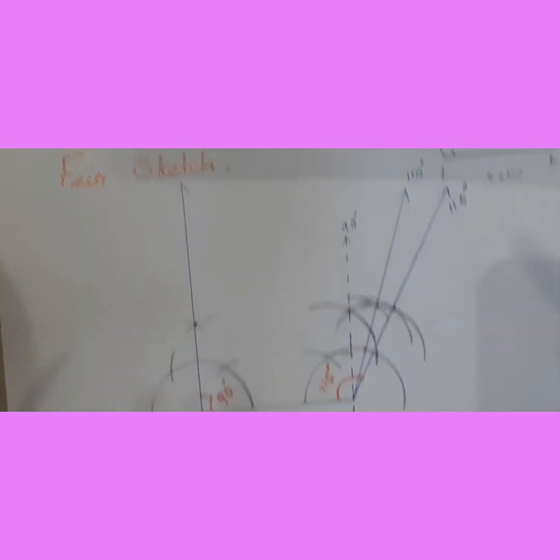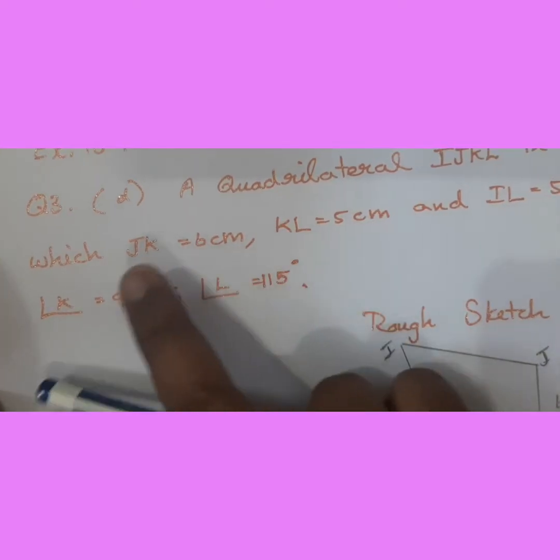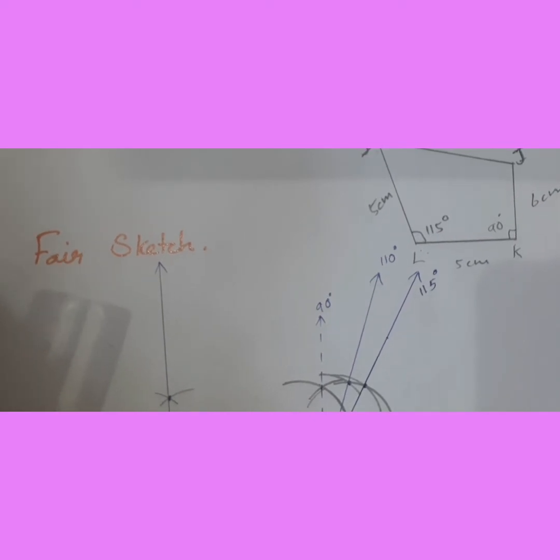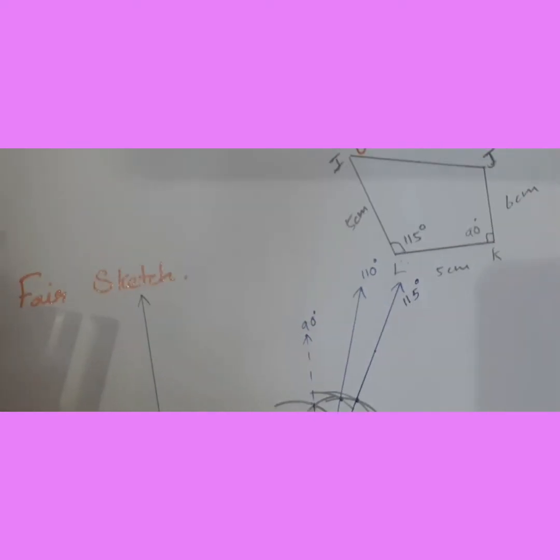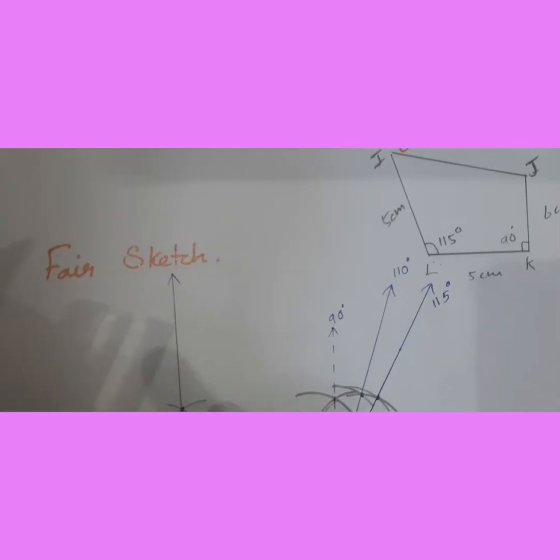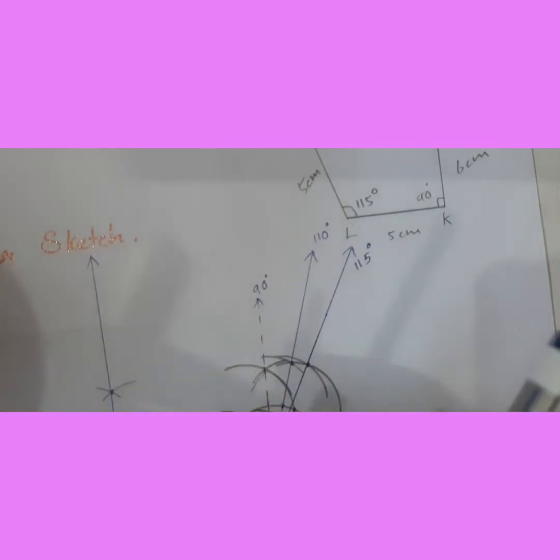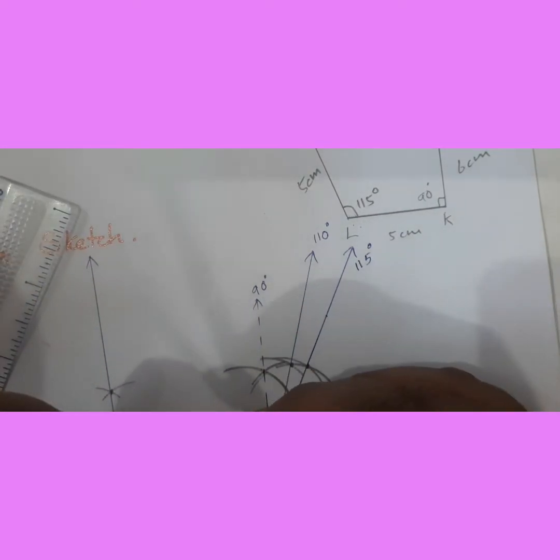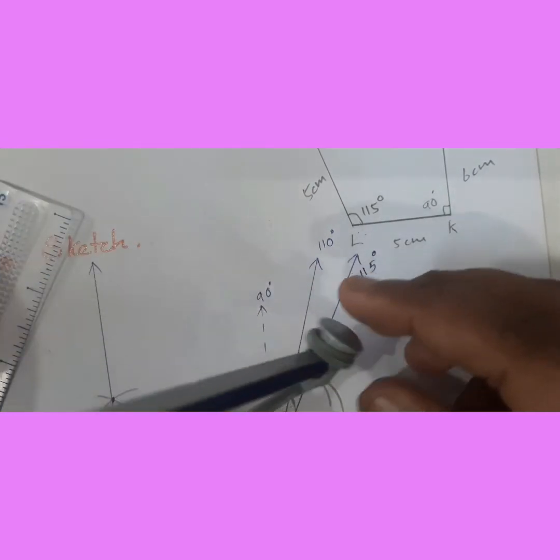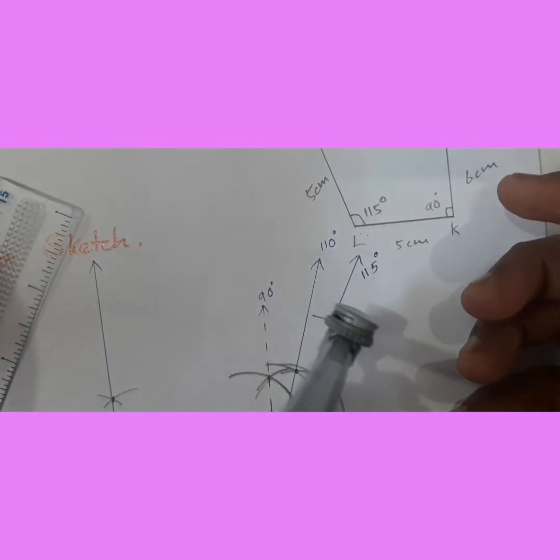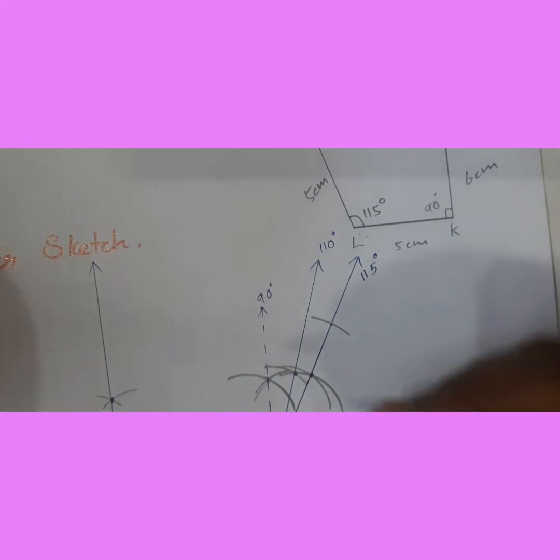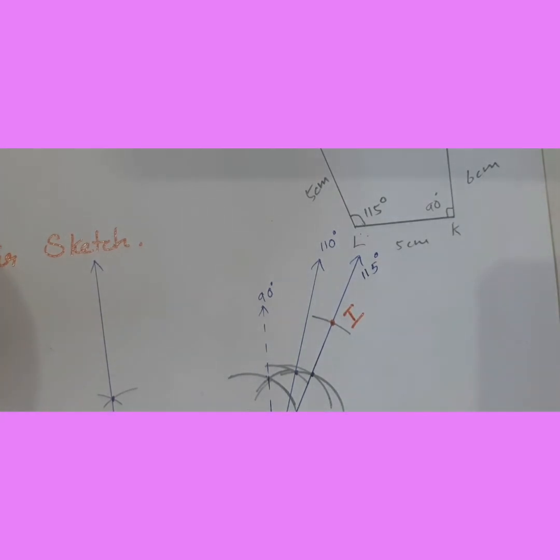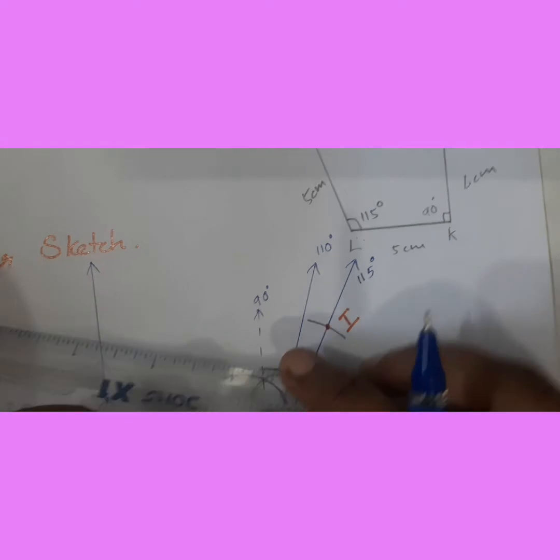Okay, after this 115 you have sides. Okay, KL is over, JK and IL are there. So, IJKL. IL is 5 centimeter. So measure this 5 centimeter. Keep IL there. So just cut one arc. So this intersection point will be I.